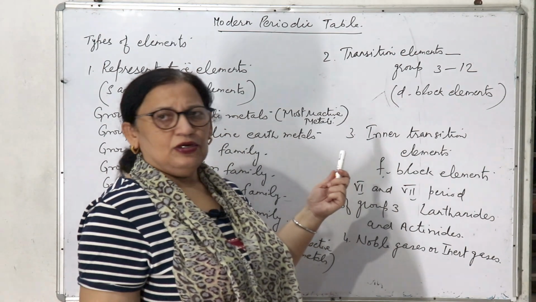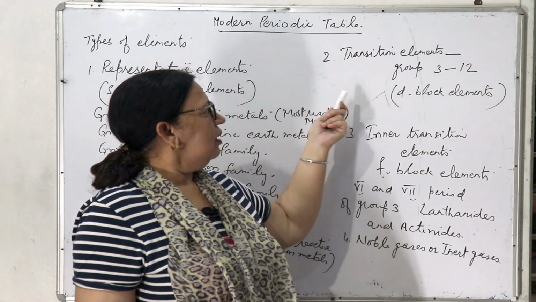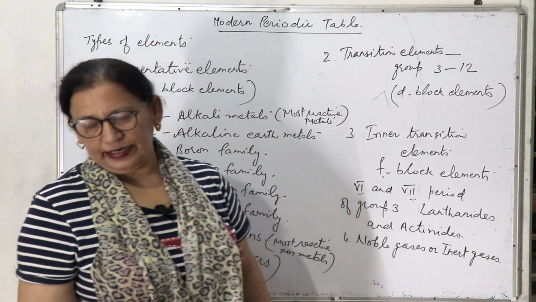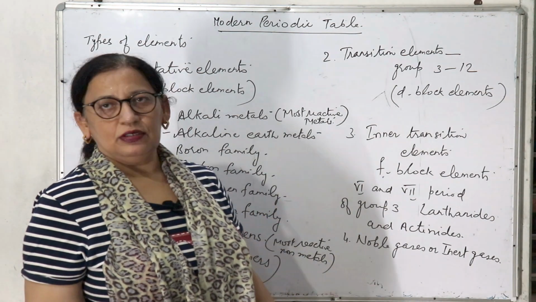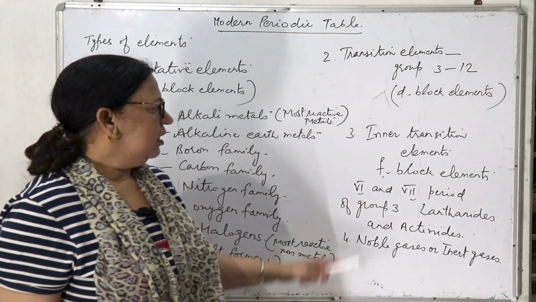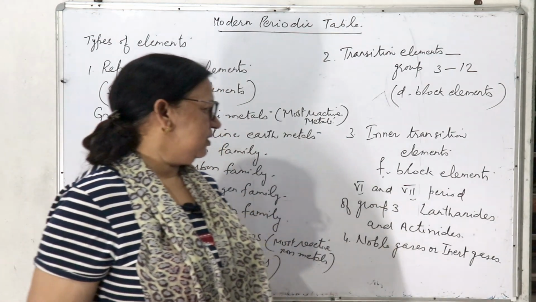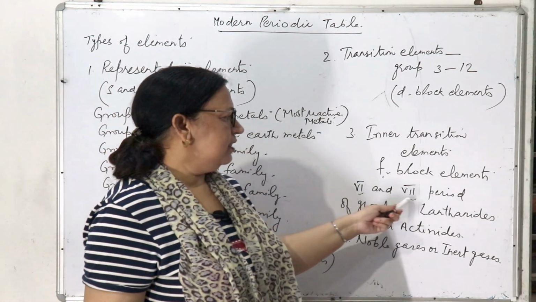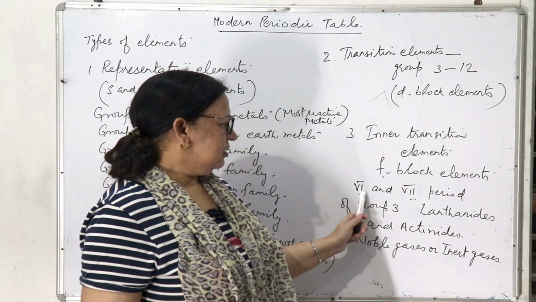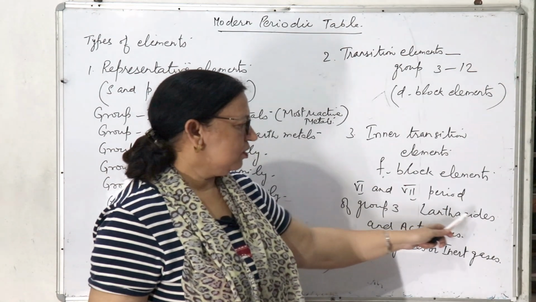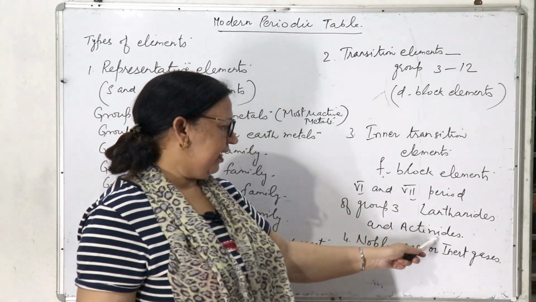They have high boiling and melting points, and they are used as catalysts, and they show variable valency. They show variable valency because their two shells are incomplete. Next are inner transition elements. Inner transition elements are called F block elements, and they are in the 6th and 7th period of group 3. When they are in the 6th period and group 3, they are called lanthanides, and when they are in group 3 period 7, they are called actinides.